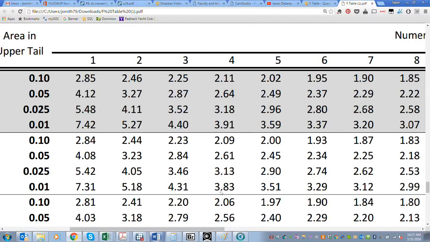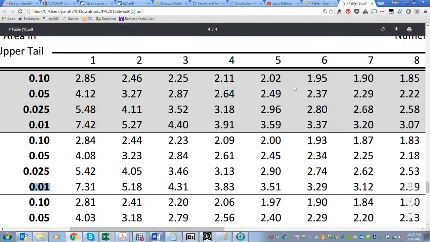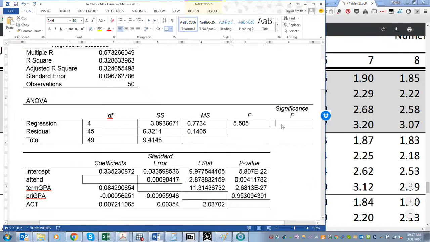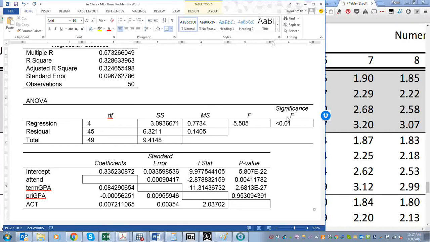So then we come all the way over here to the left-hand side of that row, and we see here's our p-values. Since 5.505 is right below the 3.83, we know that our p-value is below 0.01. So we know that our p-value is less than 0.01. Then coming back to our table, we would just write the significance of F is less than 0.01, because it's a very small p-value there.